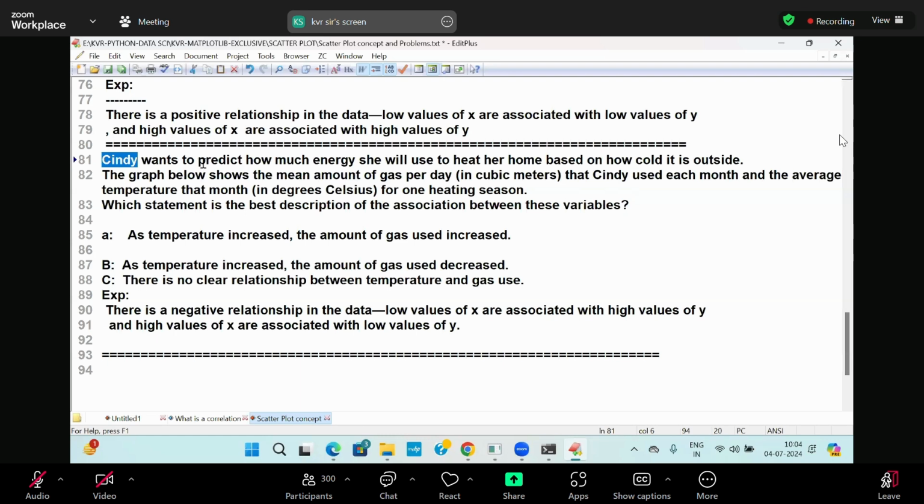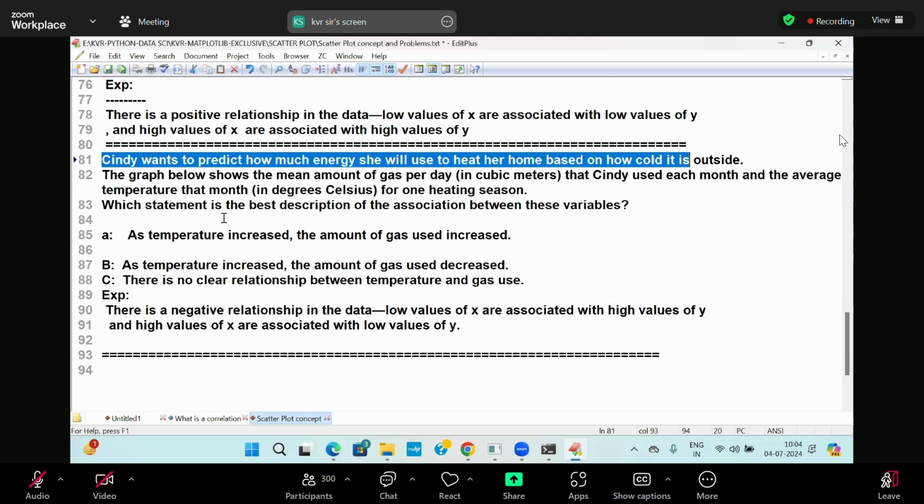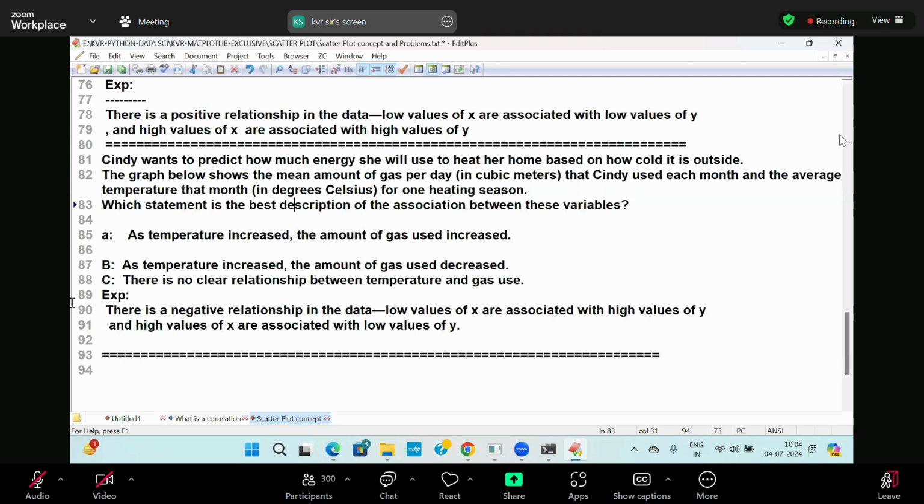Cindy wants to predict how much energy she will use to heat her home based on how cold it is outside. You know, home heaters, when outside is so cool, what will they do? They will heat. So here the relationship is between cold and heat. Simple.